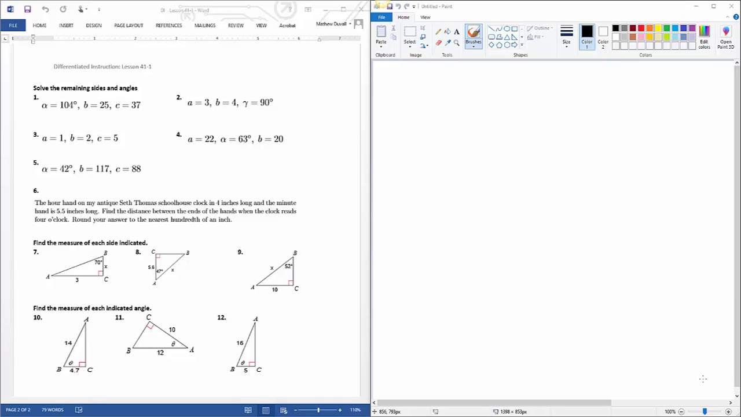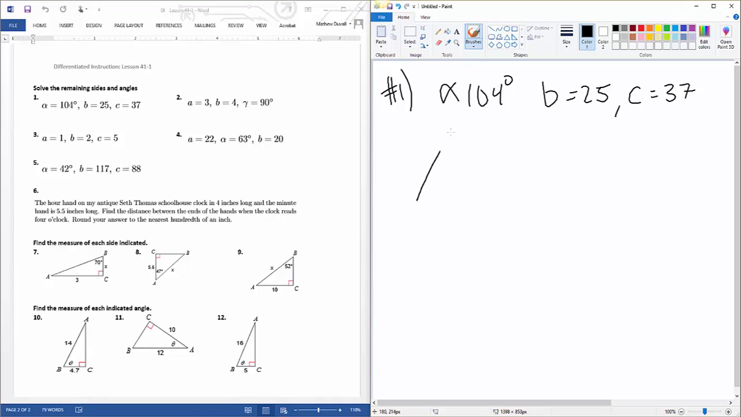All right, so this is 41-1, and we're going to be taking a look at the law of cosines to be able to complete these. So for number 1, if alpha is 104 degrees, b is 25, and c equals 37. So for this function here, if I draw my triangle, A, B, C, here's 104, it's 25, this is 37, this is side angle side, so that means I need to use the law of cosines to be able to complete this.